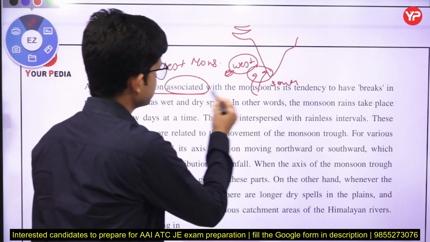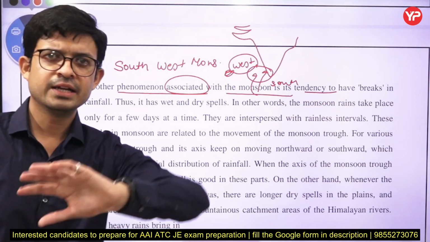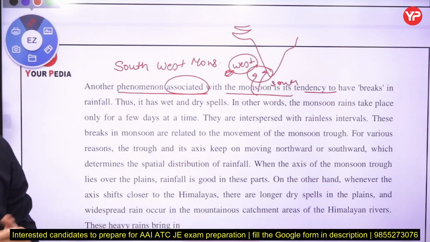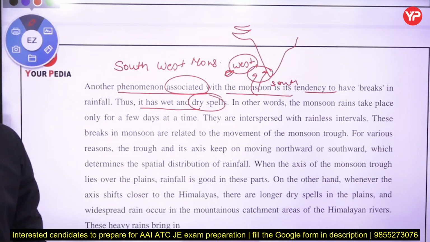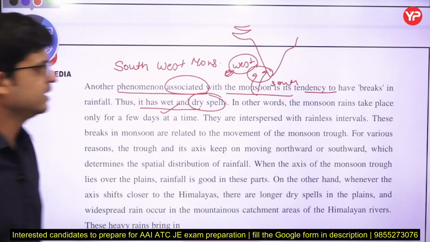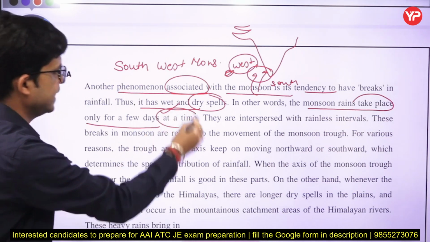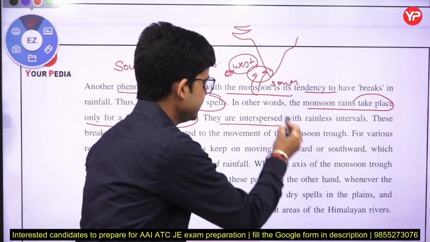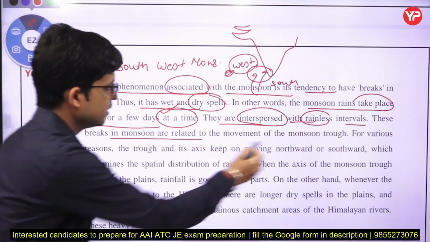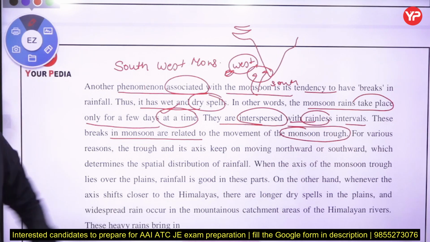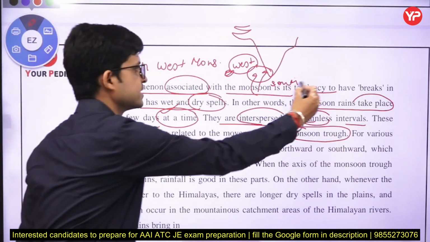Another phenomenon associated with the monsoon is its tendency to have breaks. There are breaks at regular intervals in the monsoon during which there is no rainfall. It has wet and dry spells. In other words, monsoon rain takes place only for a few days at a time. They are interspersed with rainless intervals. These breaks in the monsoon are related to the very important monsoon trough. The trough shifts continuously towards the north, and that's why there are breaks in the monsoon.